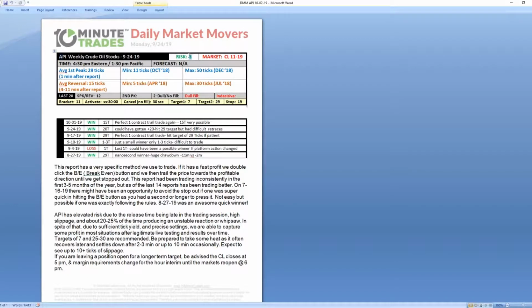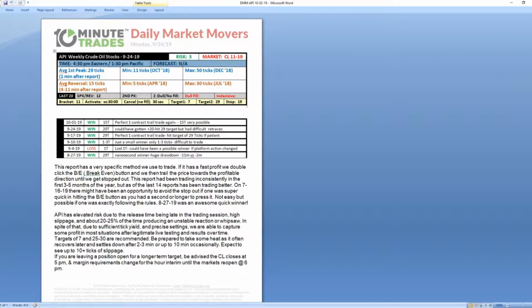It has a risk of 3. It's considered a reasonably risky trade. The current report is trading the current oil contract. Specifically, it's CL1119 on your chart. The trade event takes place at 4:30 p.m. That's when the news is released, 1:30 Pacific time.